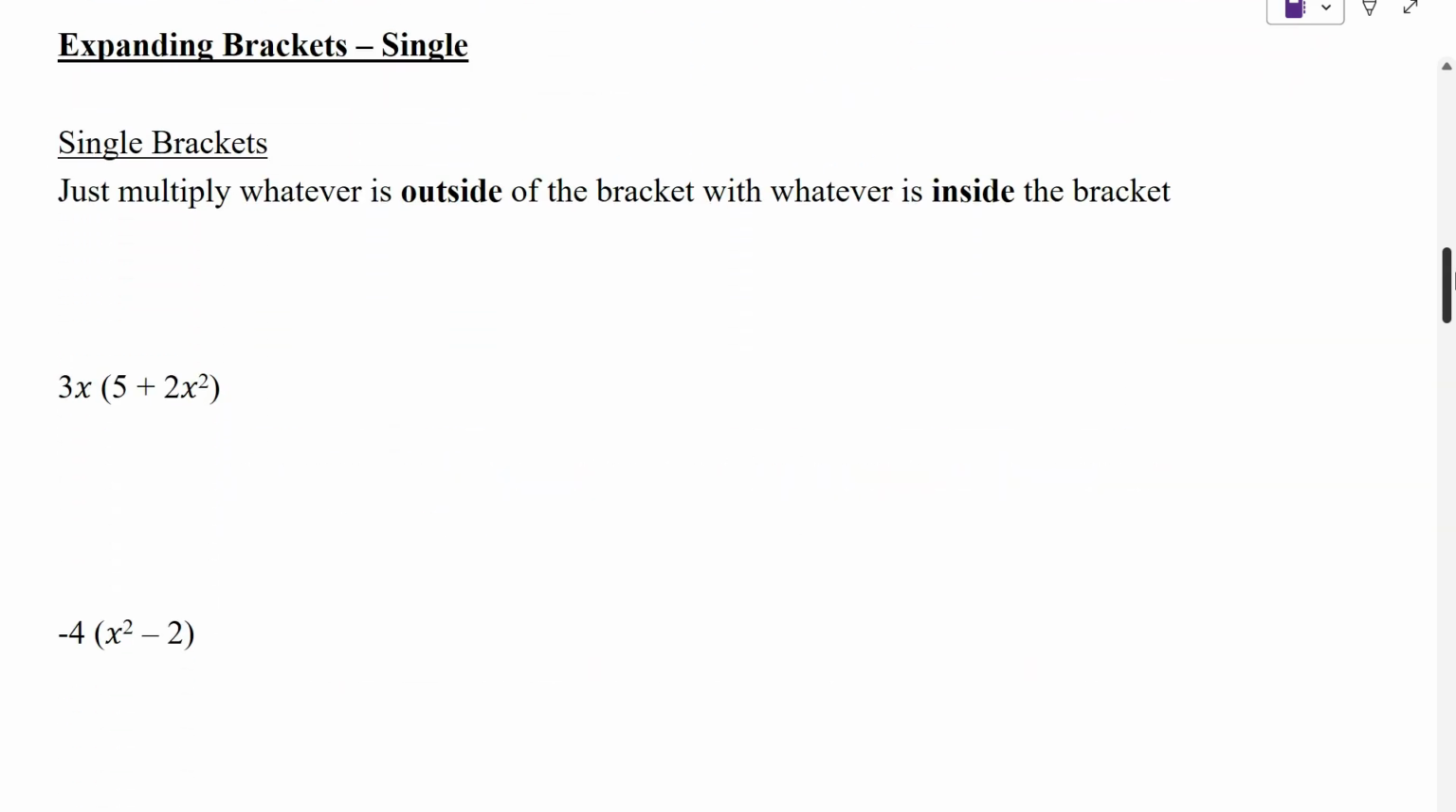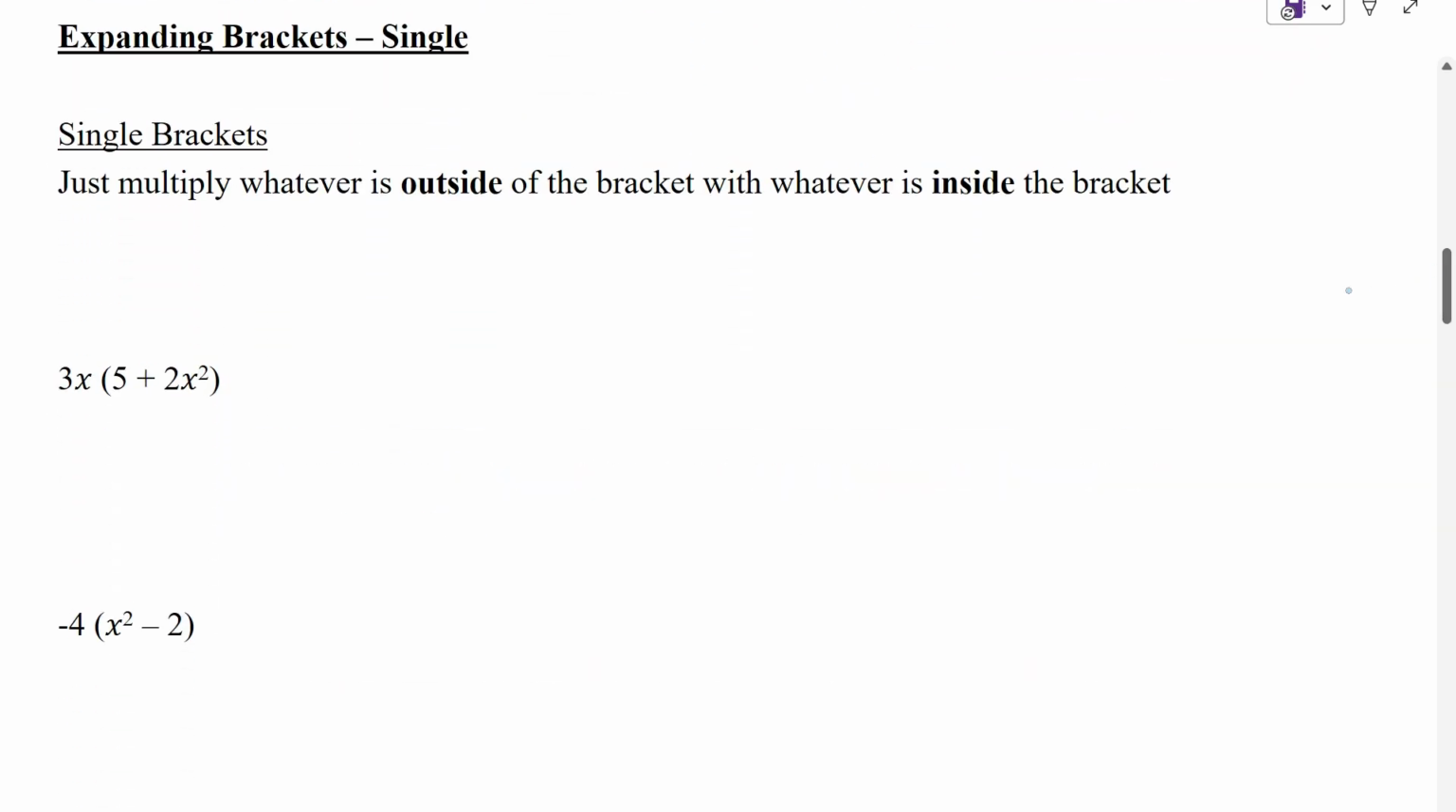Okay, moving on to expanding brackets. Starting off with single brackets. So in order to do this, all we need to do is simply just multiply whatever is outside of the bracket with whatever is inside the bracket. So this one, for example, 3x multiplied by 5 gives us 15x. It's a plus sign.